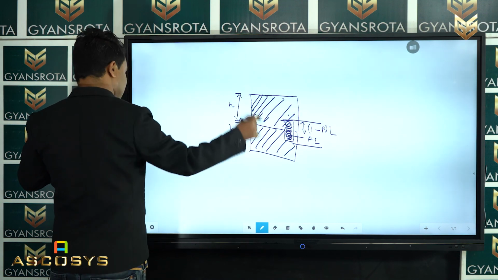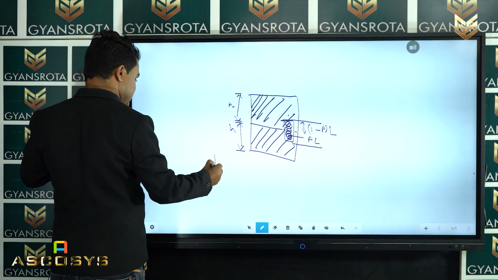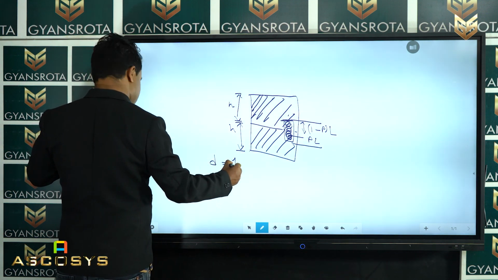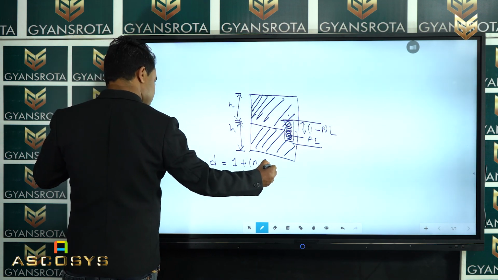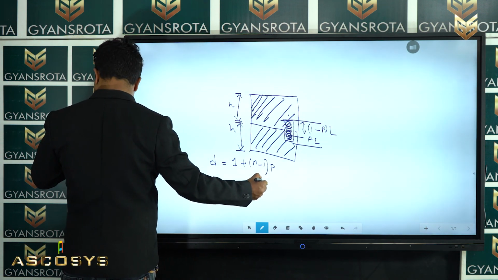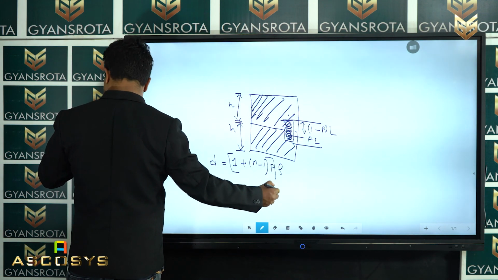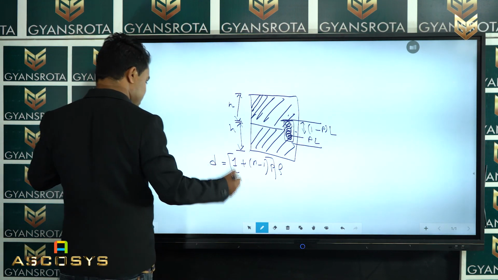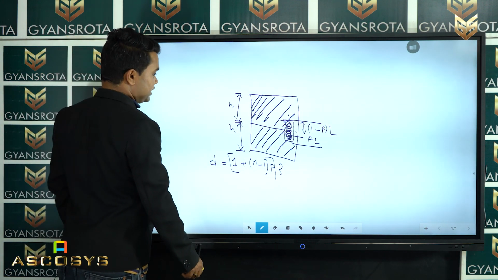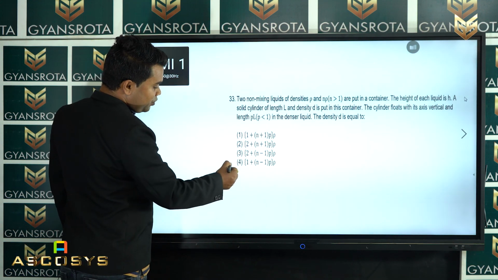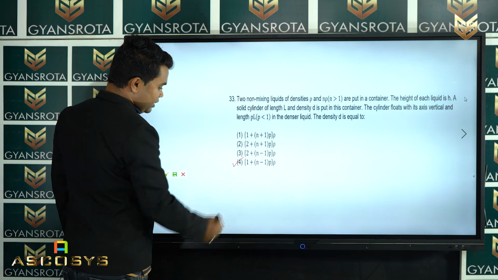Now if you know this diagram, what you can see is that your final answer D would be 1 plus (n minus 1) P, multiplied with the rho, which is equal to your D. This is the correct answer. Now in the options we will see which one matches. So option number 4 is the correct answer for this question. So this is the right answer.